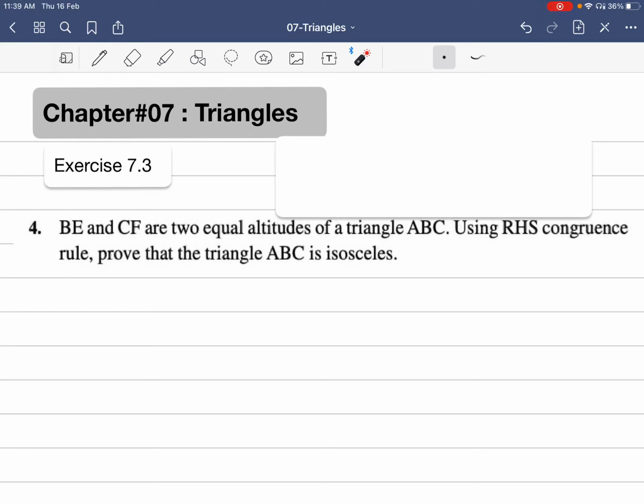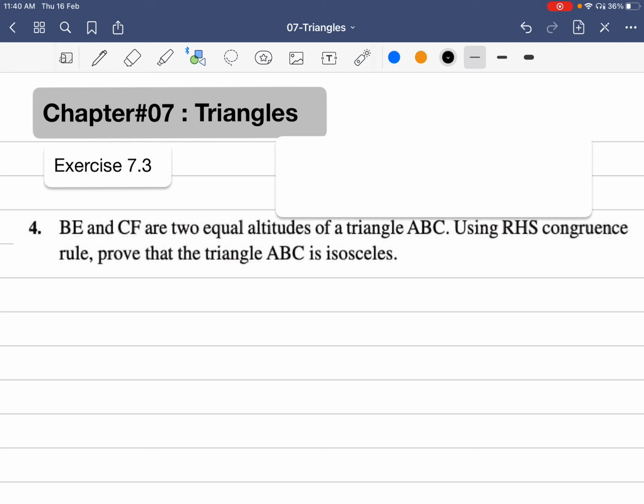So in this video, we're going to solve a problem from exercise 7.3, which belongs to chapter number 7, triangles. It's question number 4. So let's see what the question is. BE and CF are two equal altitudes of triangle ABC. The diagram is not given to us, so we have to construct our own diagram.